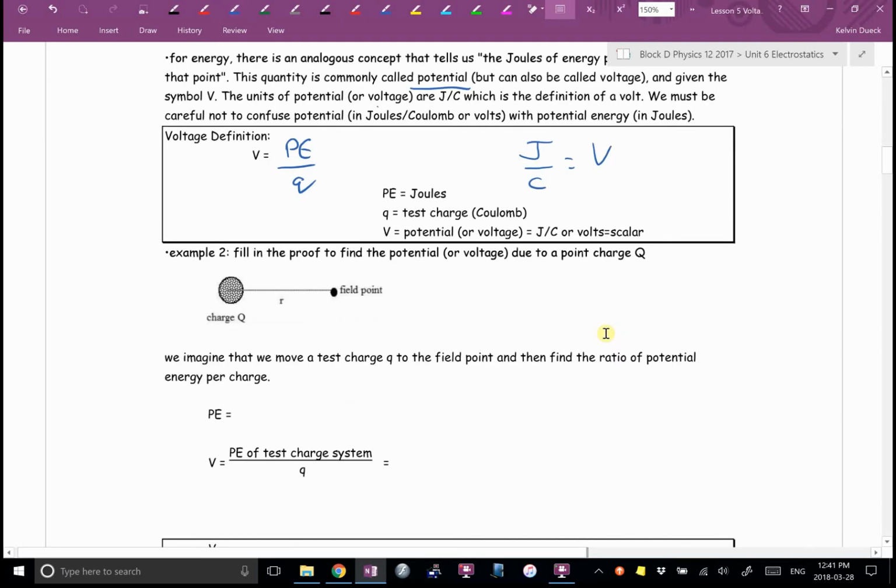We're going to go one step further, though, and try and come up with an equation for voltage. So example 2 says, fill in the proof to find the potential, not potential energy, or voltage due to a point charge Q. Here's what we're going to imagine. We're going to imagine that we move a test charge little q to a field point and then find the ratio of the potential energy per charge.